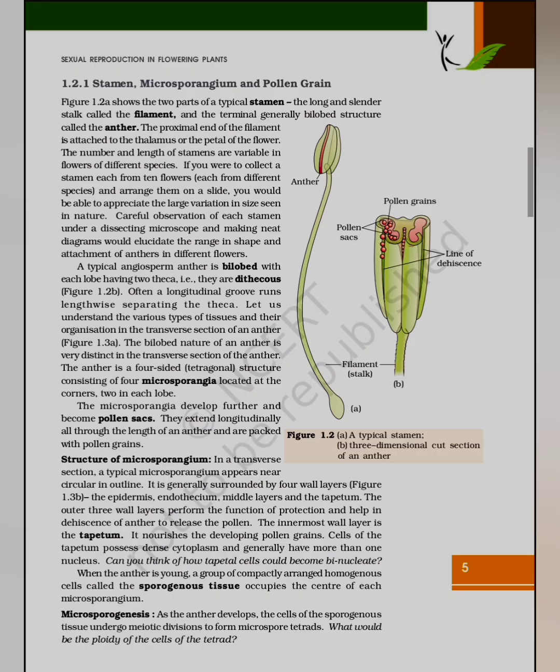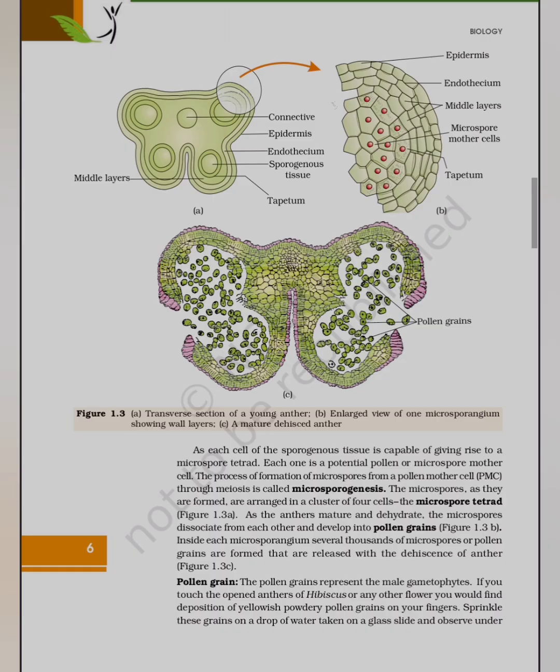When the anther is young, a group of compactly arranged homogeneous cells called the sporogenous tissue occupy the center of each microsporangium. Microsporogenesis. As the anther develops, the cells of the sporogenous tissue undergo meiotic division to form microspore tetrads. What would be the ploidy of the cells of the tetrad? As each cell of the sporogenous tissue is capable of giving rise to a microspore tetrad, each one is a potential pollen or microspore mother cell.